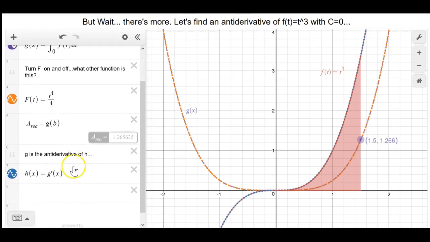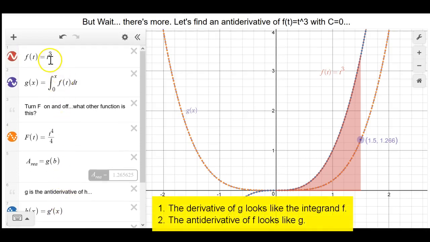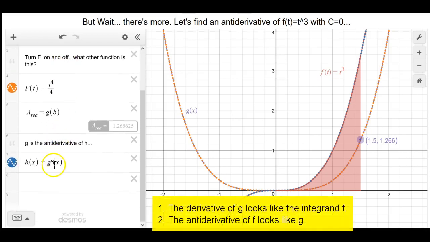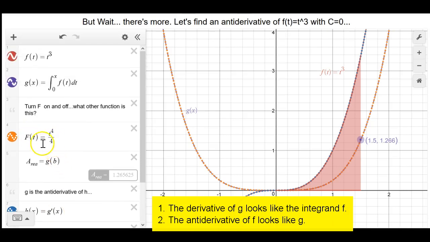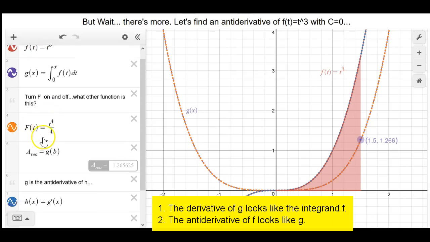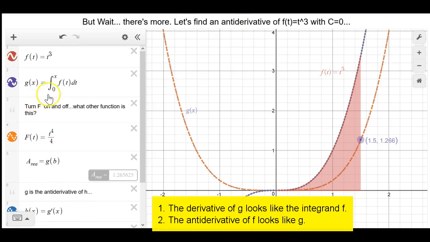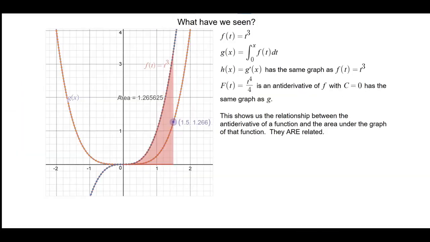So we've seen two things here. We've seen that the derivative of G looks like f, which tells us that G might be an antiderivative of f. And then when I actually found the antiderivative of f with capital F, we see that it's the same graph as the graph of G. So this slide summarizes what we've seen so far. It's looking more and more like G is an antiderivative of f.